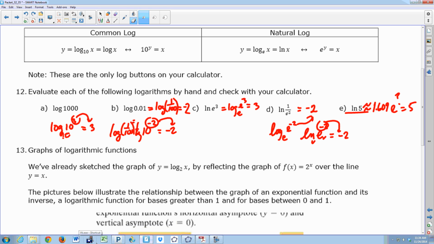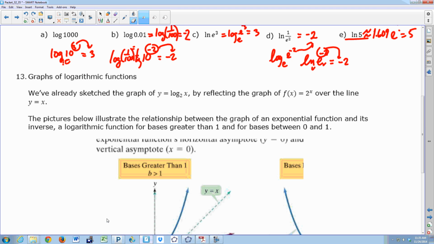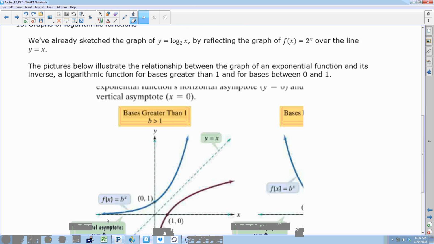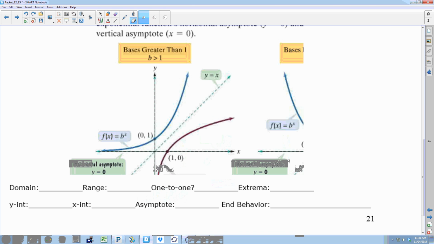Yes. Anytime you see ln, that's the natural log. Okay? That means your base is e. Any other questions? I know a lot of this is either new or you only had a little bit of this before in maybe high school or something. Any other questions?